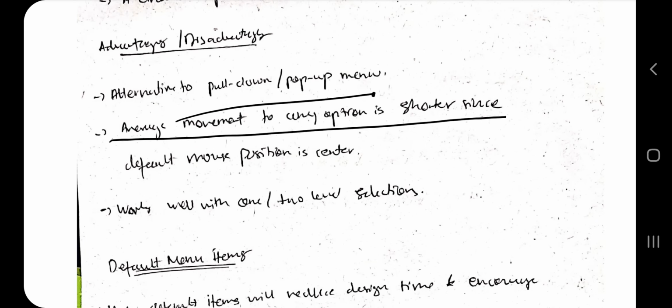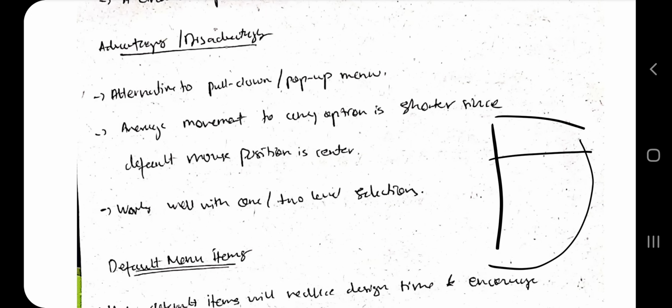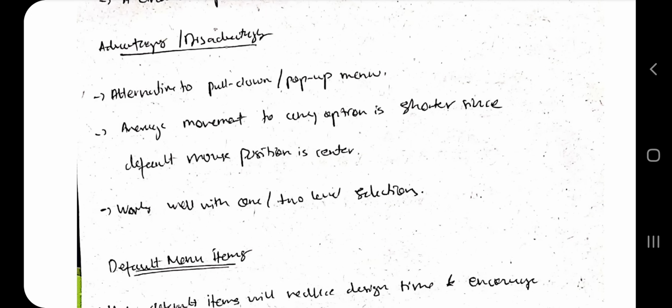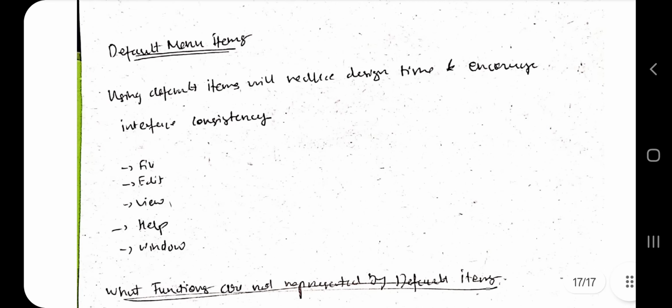Average movement to any option is shorter than the other one. Like see here it is from center, you can go to any option, same distance will be there, but in the other menus, if you want to go to this option from here, it will be longer than if you want to go to this option here. So that's why it is shorter, and works well with 1 or 2 level selection.